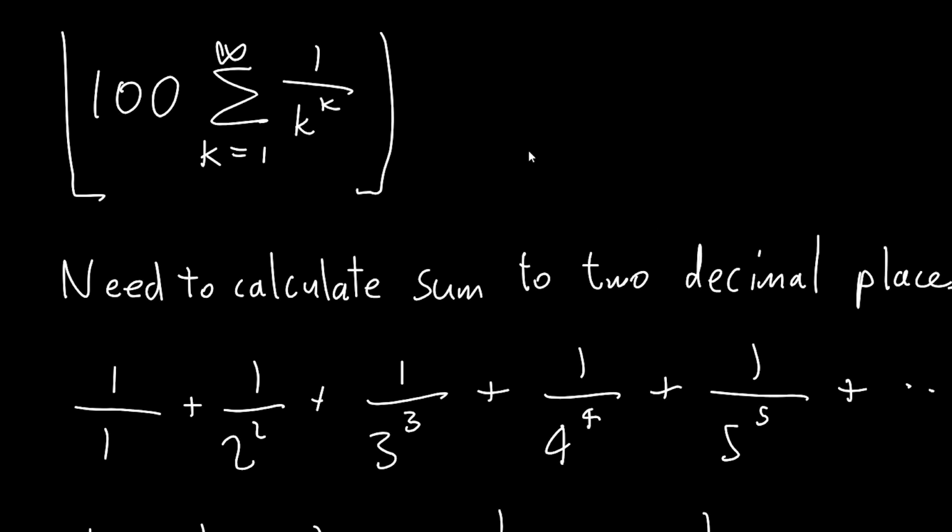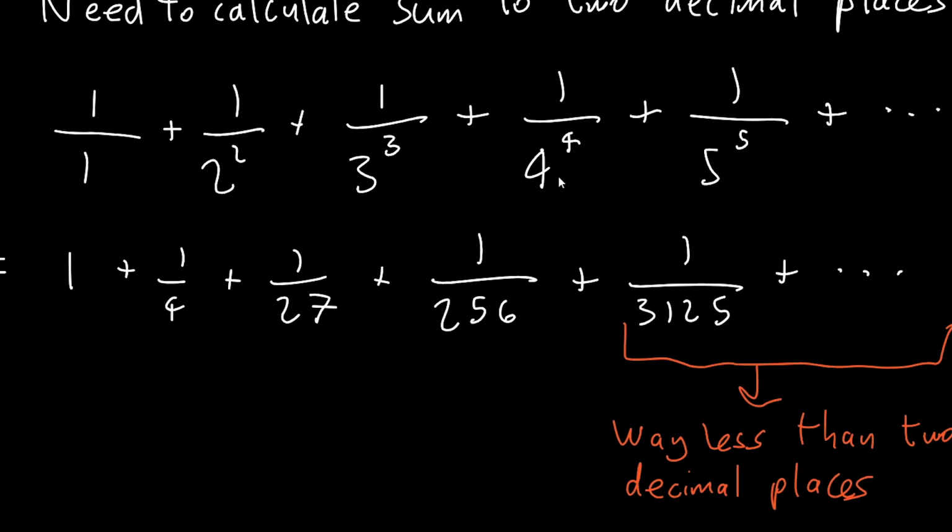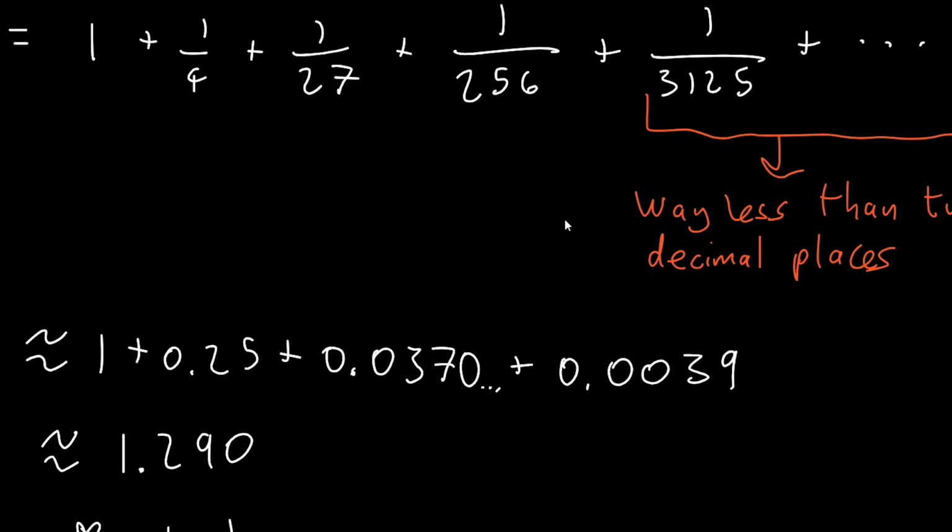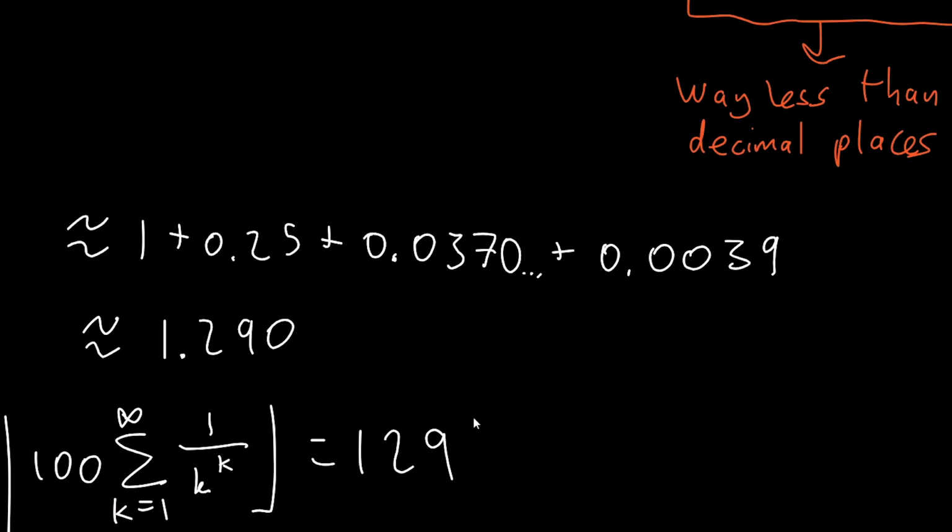So it's pretty clear that after a while this series is going to end up being too small to even contribute to 2 decimal places. So we could just take the first bunch of terms and then just add them together. So yeah, we end up with 1.29 as our answer, times it by 100, 129.